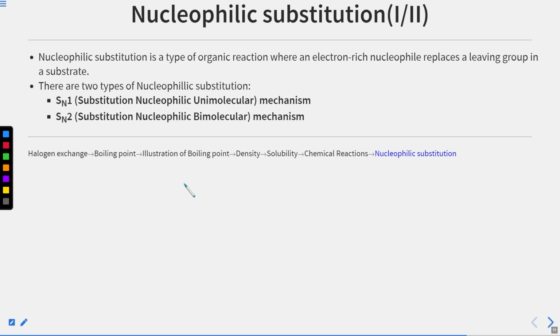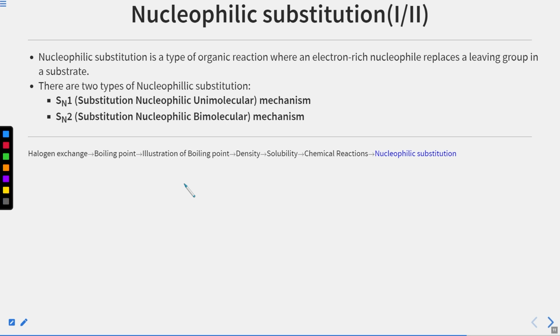If I talk about the types of nucleophilic substitution, I would say this is the hottest topic of this chapter, that is SN1 and SN2 reactions. Let us get a clear picture of it in the next lecture. But for today, I will just give you a brief introduction to SN1 and SN2. In SN1, substitution nucleophilic unimolecular takes place.